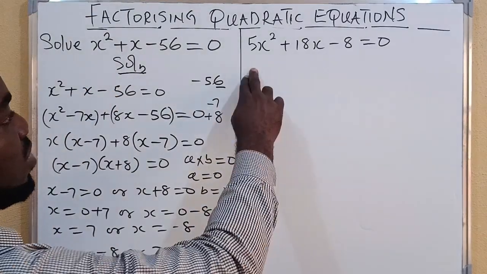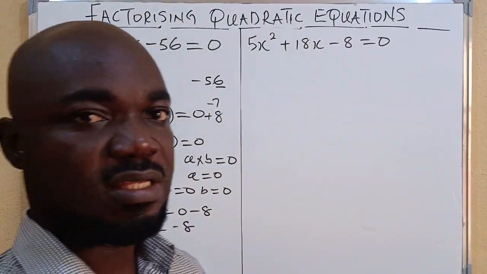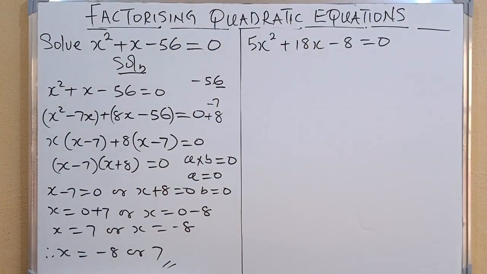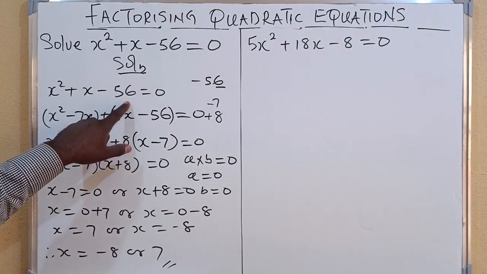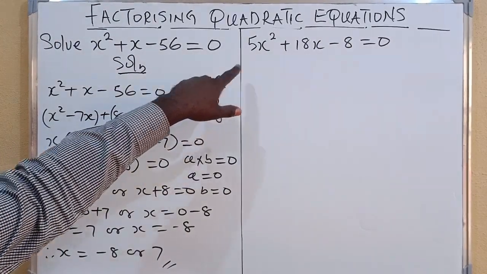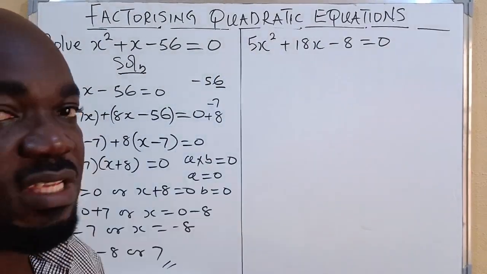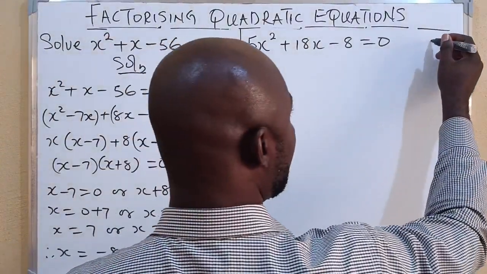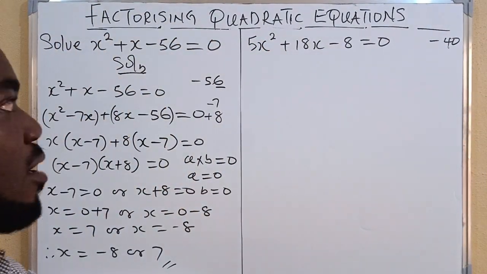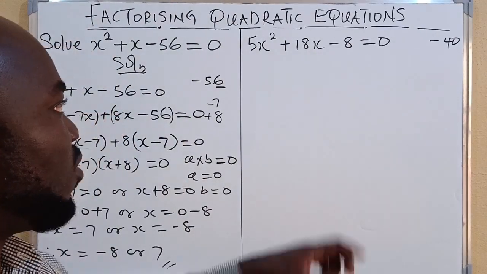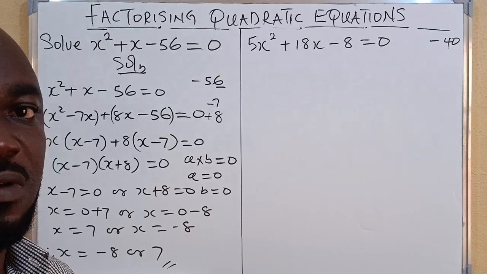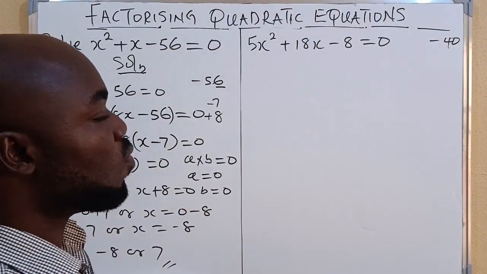Okay, so let's go to this one that says 5x squared plus 18x minus 8 equals 0. The same thing I did: I multiplied the invisible 1 here by minus 56. Now, I'm going to multiply 5 by minus 8, and that will give me minus 40. So I'll look for two numbers. If I add the two numbers, I will have plus 18. But if I multiply the two numbers, I will have minus 40. So what are the two numbers?